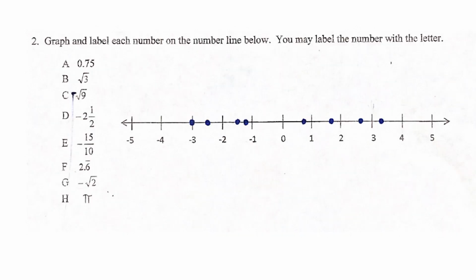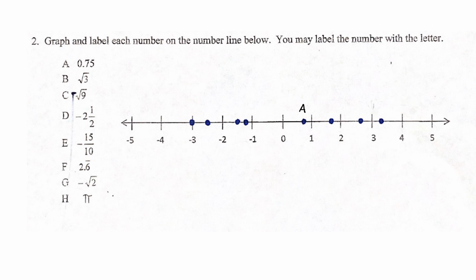Now, to get into the actual number line problems. For number 2, we're going to graph and label each number on the number line, and we're going to label the number line with the corresponding letter. So for the first problem, letter A is 0.75. On the number line, it would be represented here because 0.75 is greater than 0, but it's less than 1. And so that is the only point that's greater than 0, but less than 1. And so we're going to label that point A.